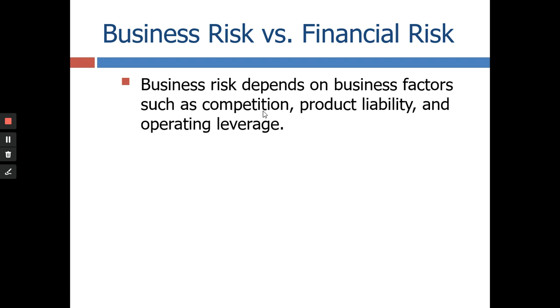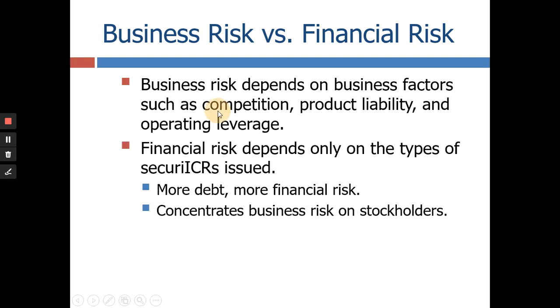See, when a company is monopolized in the market, for example, last time you only had Astro, last time you only had Telecom, so you monopolize the market. When there's no competition, you fix the selling price or the product price as you wish, right? Because you monopolize the market. But now when you have competition, you have to give a competitive price, right? And then you have product liability and also the operating leverage. So that affects the business risk.